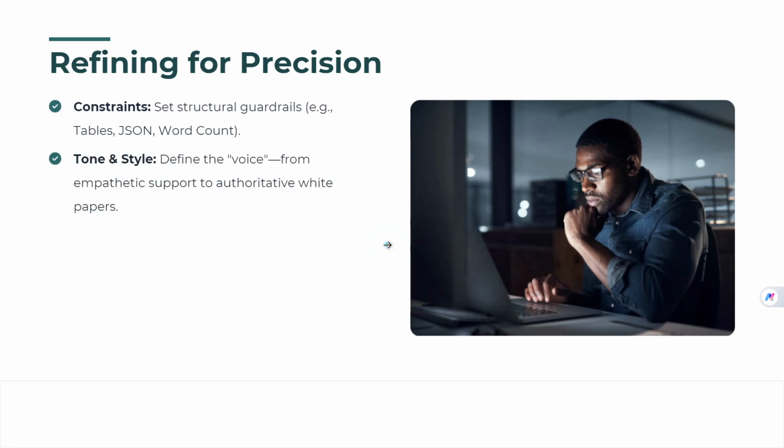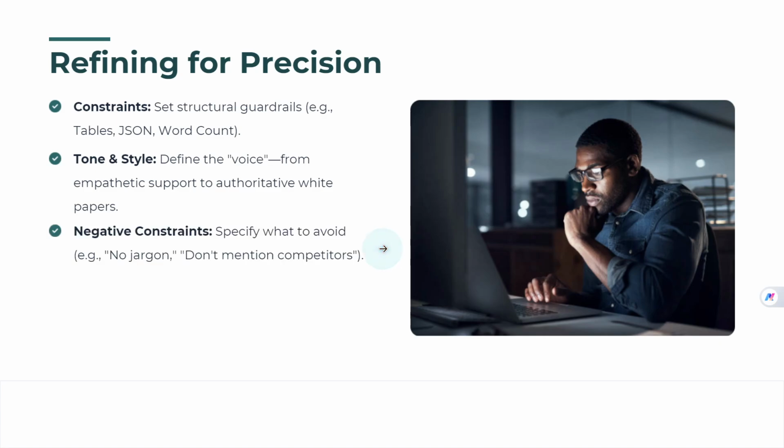You can define the tone, right? It could be empathetic for a customer service response or authoritative for a white paper, depending on what your task is. And don't forget negative prompting, or negative constraints. Very important. Sometimes telling the AI what not to do is just as important as telling it what to do. For example, avoid technical jargon or do not mention competitors. This level of boundary setting ensures the output meets your exact professional standard without the need for heavy editing later.